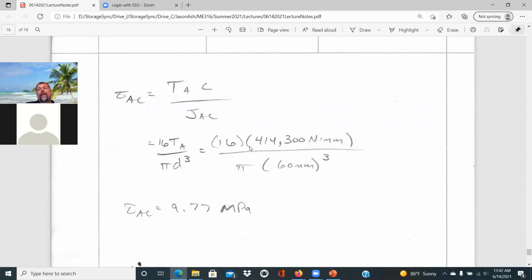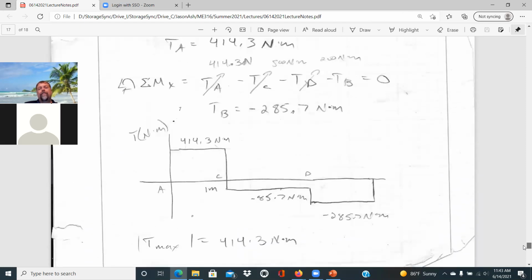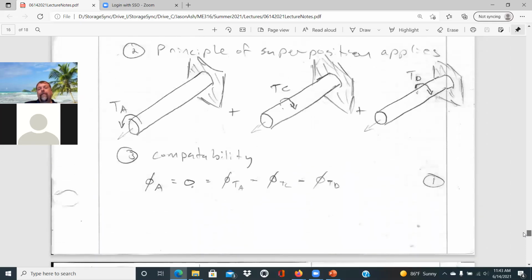And so we have 16 times 414,300 Newton millimeters divided by pi divided by 60 millimeters cubed, which will give us 9.77 megapascals as the maximum shear stress. And that does it for that problem. But again, just solving those internal torques takes a little bit of effort with the method of superposition to be able to do that.